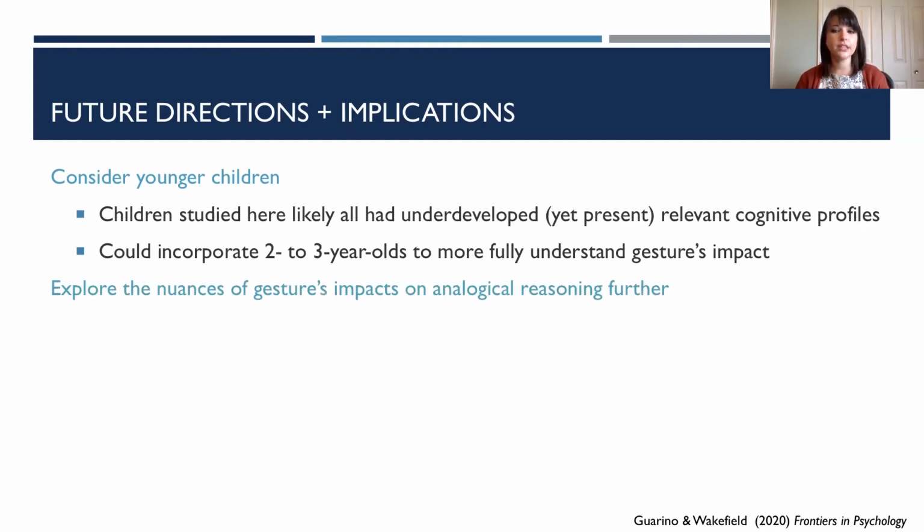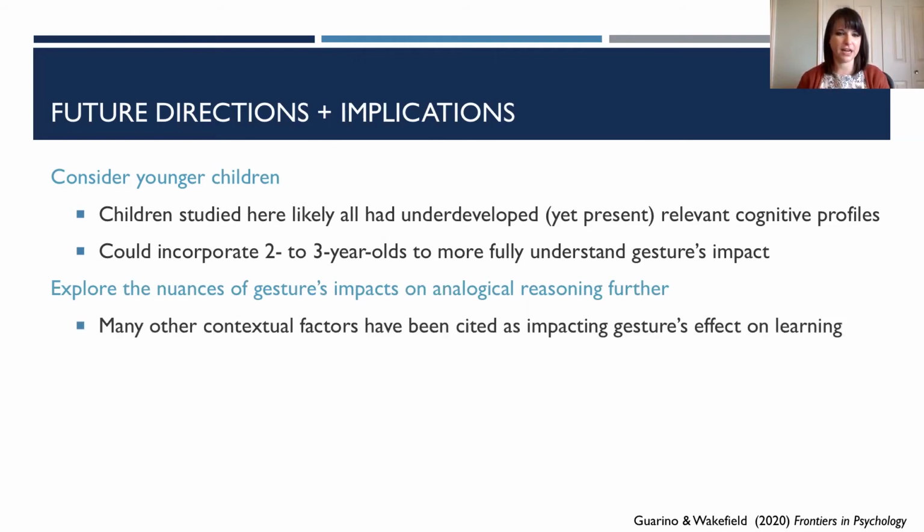Additionally, the impact of gesture may not only be nuanced in terms of children's cognitive profile, but there are many other contextual and situational factors that have been cited as playing a role in its effect on learning. As an example, some research has found that the advantage of speech plus gesture is not always evident at immediate post-test measures, but rather at later follow-up measures from 24 hours to 4 weeks later. So sometimes that effect can come out over time.